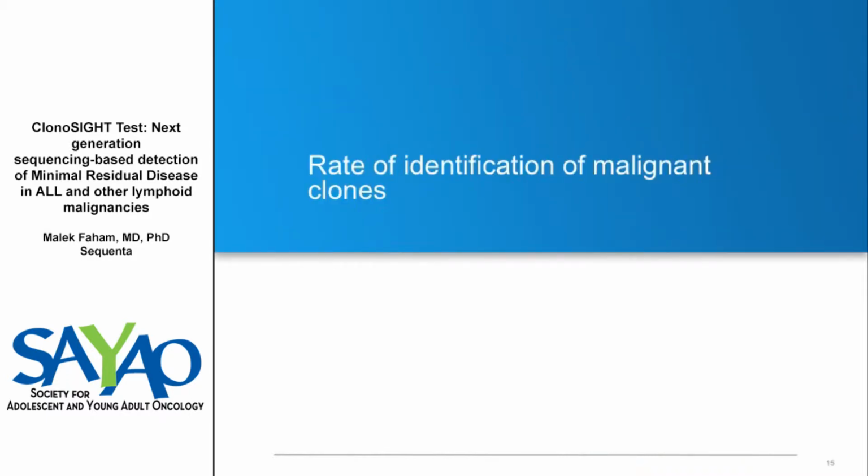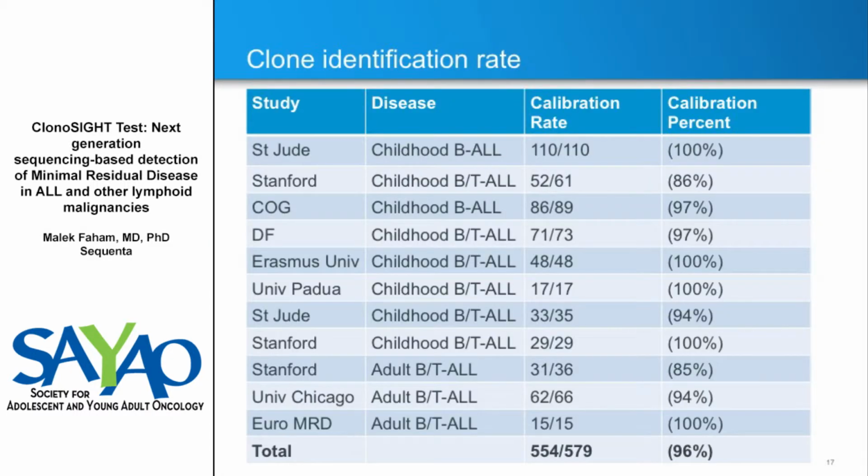So hopefully that convinced you there's a lot of technical validation compared to the standards that are out there, flow cytometry and PCR. Beyond reliability, the question now is the rate of identification of the malignant clone. How often are we able to detect the cancer clone in those ALL patients? We have a set of 11 studies that we've completed with various collaborators, with different patient cohorts adding up to 579 patients, where we have a diagnostic sample and ask how often we are able to identify a cancer clone.